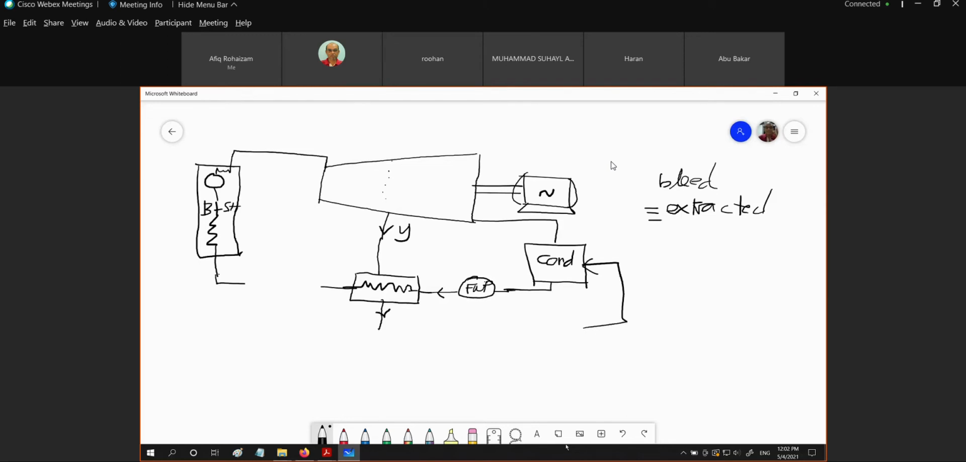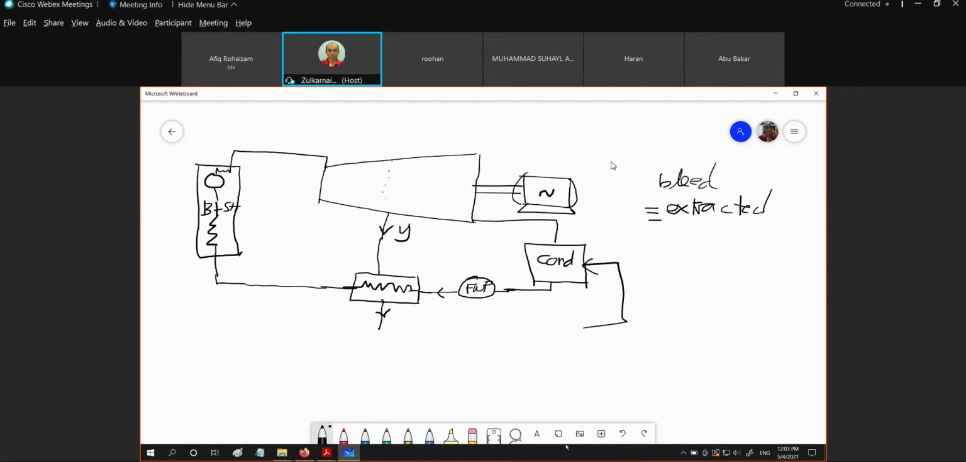Okay? And in the condenser, if we compare this pressure and the condenser pressure, the condenser pressure is lower than the bled steam. So if we want to mix with the condenser, we must have the same pressure. This pressure is higher than the condenser pressure. And then this feed water pump is going to increase the pressure to the boiler pressure. Okay, so this is our path from the feed water heater.